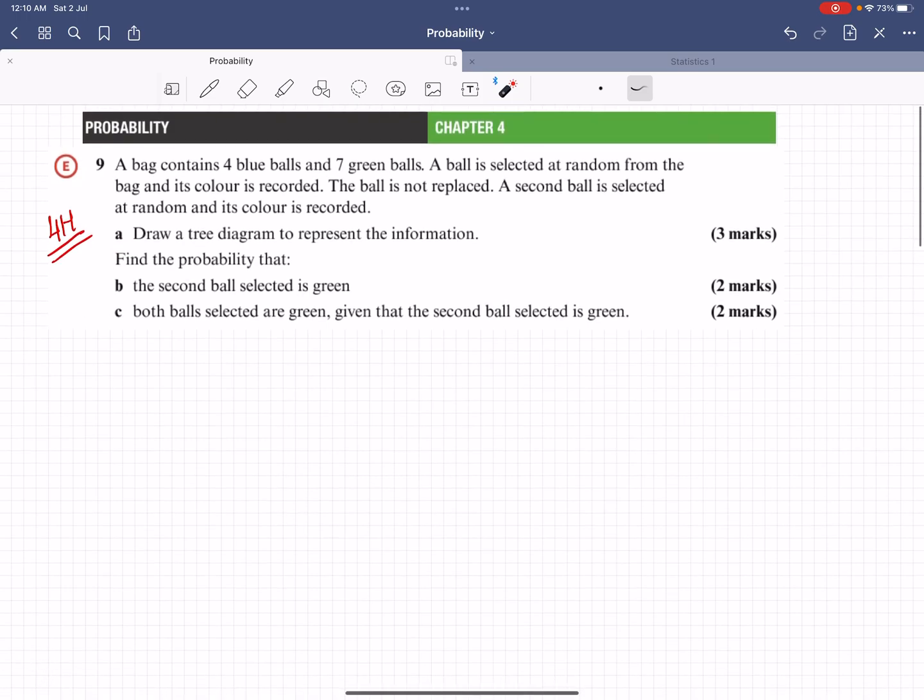So we have two events here. The first event is picking up the first ball, and the second event is picking up a second ball. So we have 4 blue balls and 7 green balls, which gives us a total of 11 balls. So let's do the first probability, which is the probability of picking up the first ball.